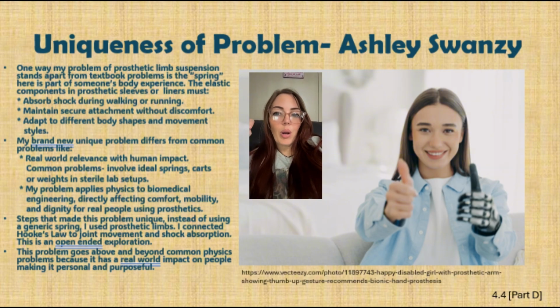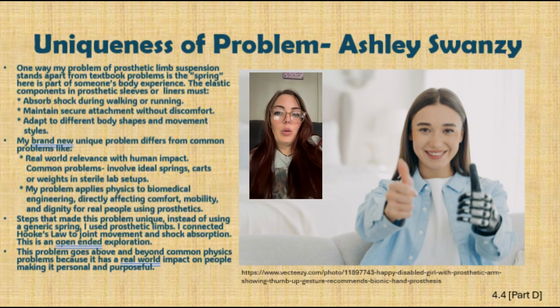My brand new unique problem differs from common problems in real-world relevance with human impact. Common problems involve ideal springs, carts, or weights in sterile lab setups. My problem applies physics to biomedical engineering, directly affecting comfort, mobility, and dignity for real people using prosthetics.